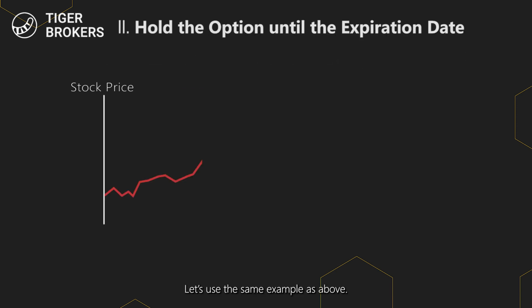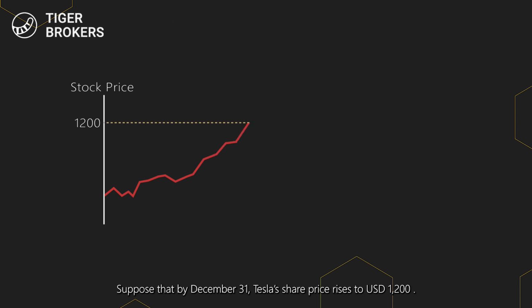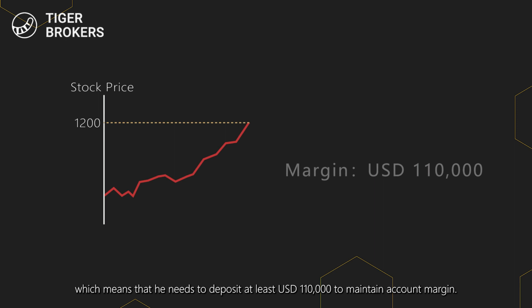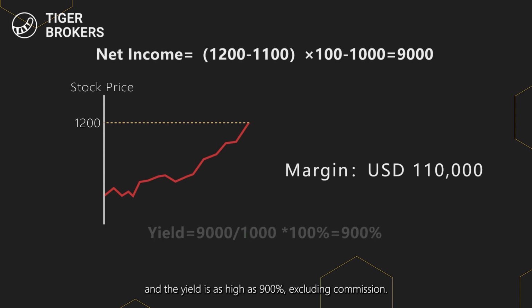Let's use the same example as above. Suppose that by December 31st, Tesla's share price rises to $1,200. Tim chooses to exercise and buy one lot of Tesla, 100 shares, at $1,100, which means that he needs to deposit at least $110,000 to maintain account margin. Net income equals ($1,200 minus $1,100) times 100 minus 1,000 USD, the option principal, which equals $9,000. And the yield is as high as 900%, excluding commission.